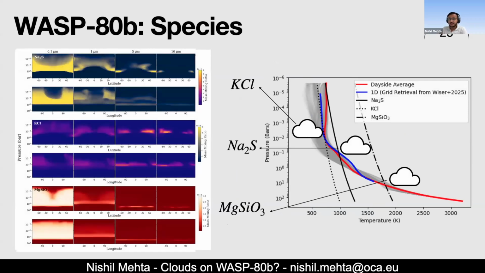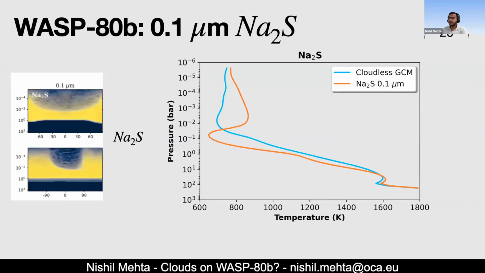Now, with varying particle size and varying species, we have a grid of models, out of which I'll be going through a couple of interesting cases from this grid, starting with 0.1 micron Na2S clouds. Now, these clouds are present in the atmosphere, but these clouds are optically thick, which is why they have a strong radiative feedback. And due to the strong radiative feedback, they cause a thermal inversion in the PT profile or the thermal structure of the planet.